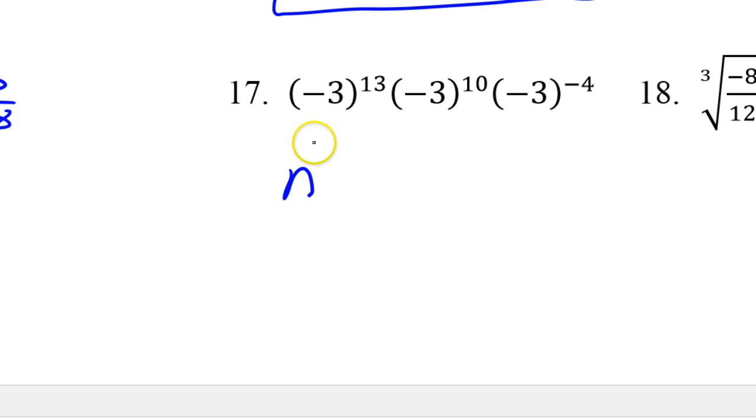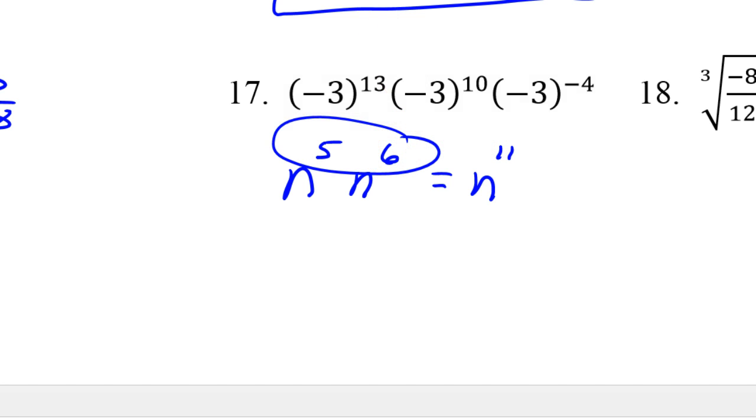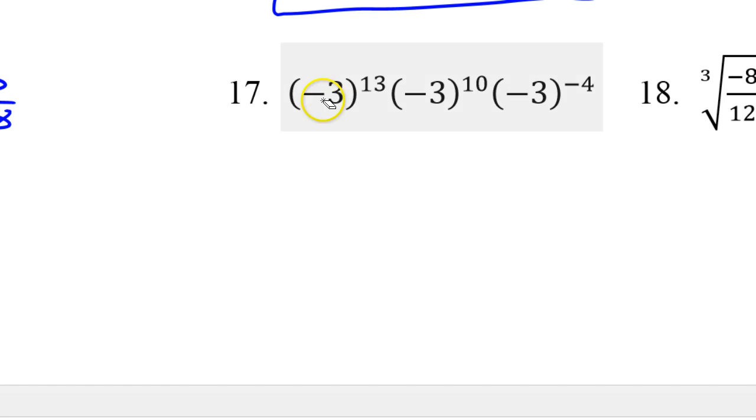You guys understand, if I had n to the 5th power times n to the 6th power, what's that going to make? That's going to make n to the 11th power. You understand I'm adding these, okay? What if I had n to the negative 5th power? That's just n, right? Because it'd be like n to the 1 power. So, that's the idea here.